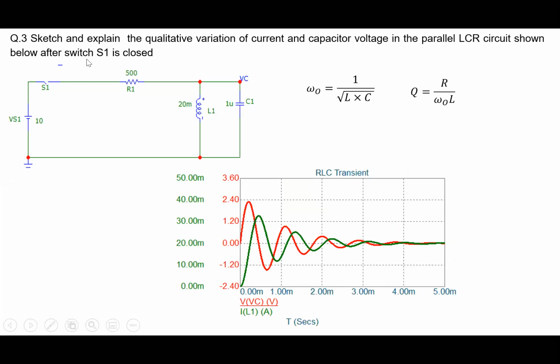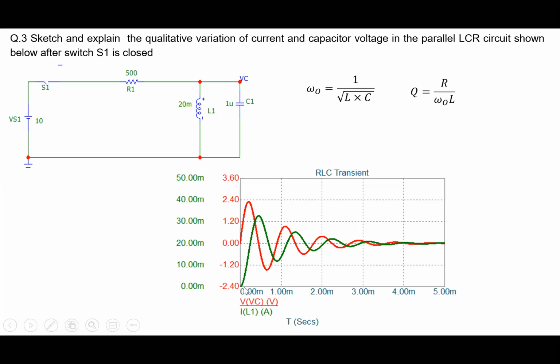The third part was a parallel LCR circuit, and the question was, sketch and explain the qualitative variation of current and the capacitor voltage in the parallel LCR circuit. So in this case also, if we were to calculate omega naught and Q, we'll find that you'll get oscillatory behavior here. And so if you close the switch, the steady state value is that the inductor would be a short and the current in the inductor would be 10 divided by 500, which is 20 milliamperes here. So we focus on the green curve, 20 milliamperes is the inductor current. So the final value, of course, is 20 milliamperes here.